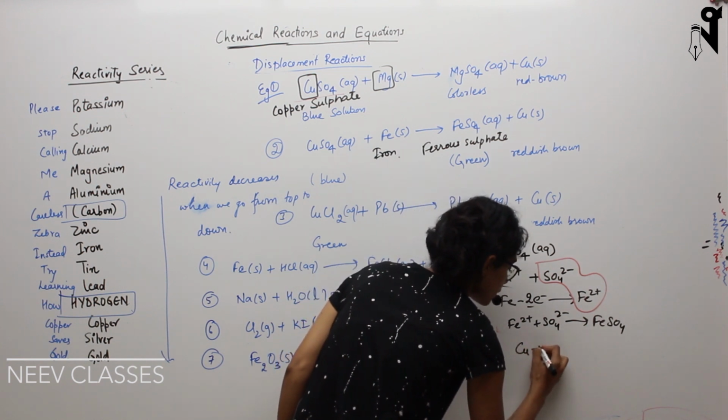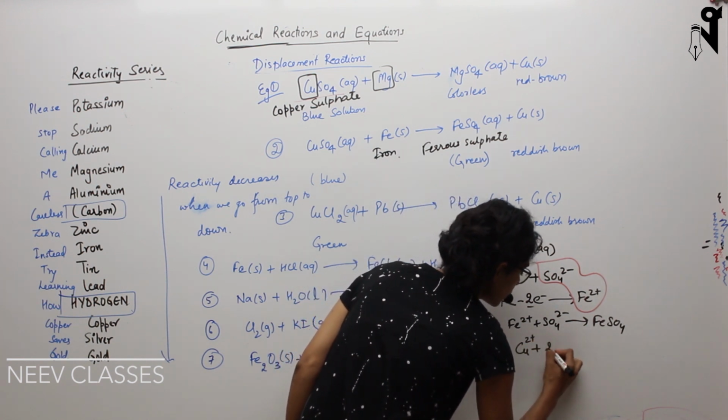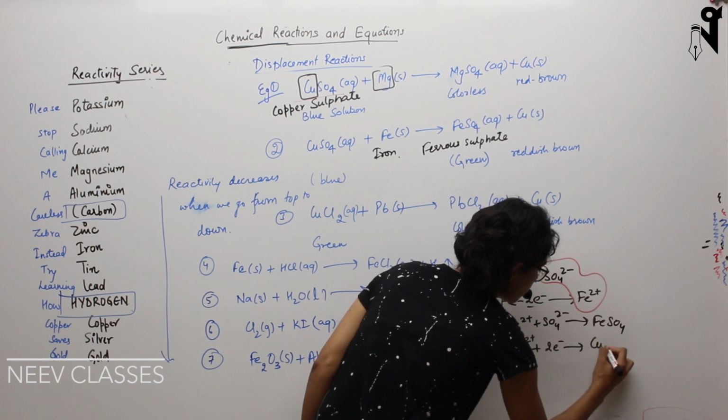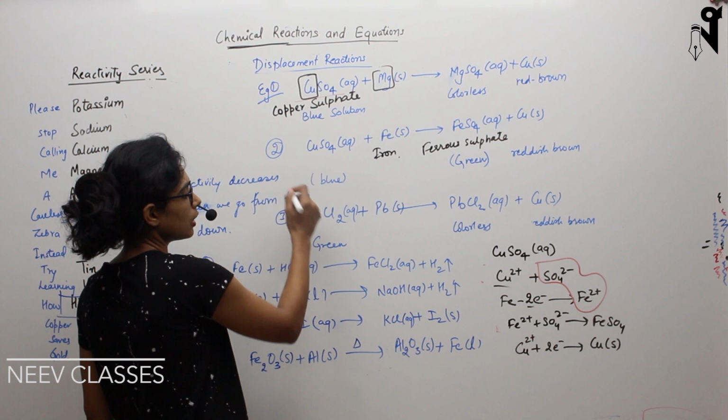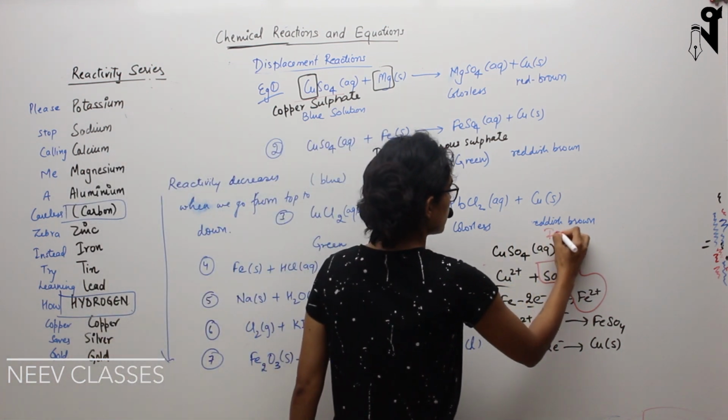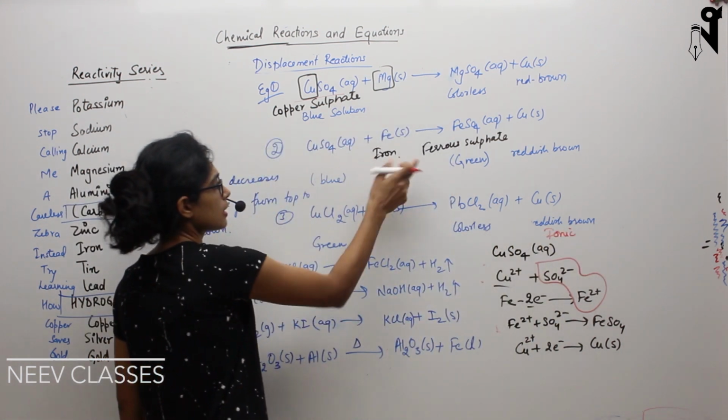Copper will gain these 2 electrons. The copper ion will gain 2 electrons and will become solid copper, or copper metal. So this is the reaction in the ionic manner also. This is the ionic reaction of this displacement reaction.